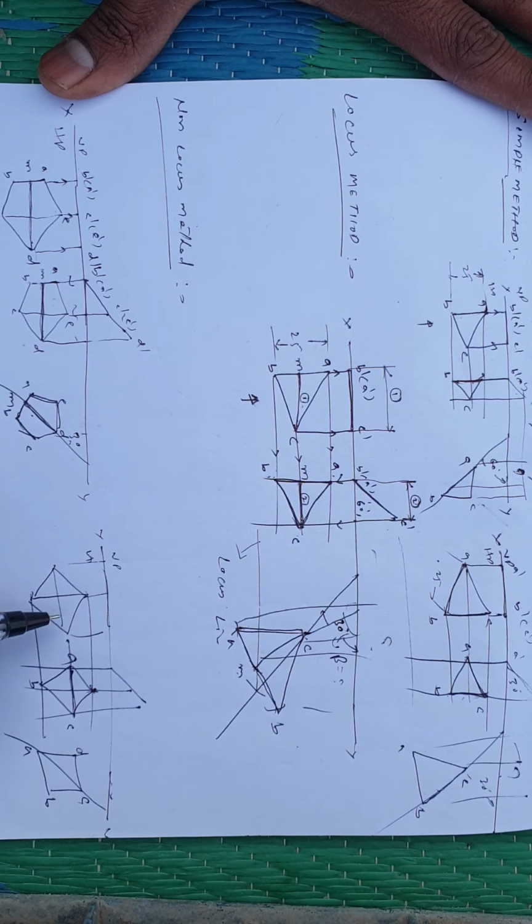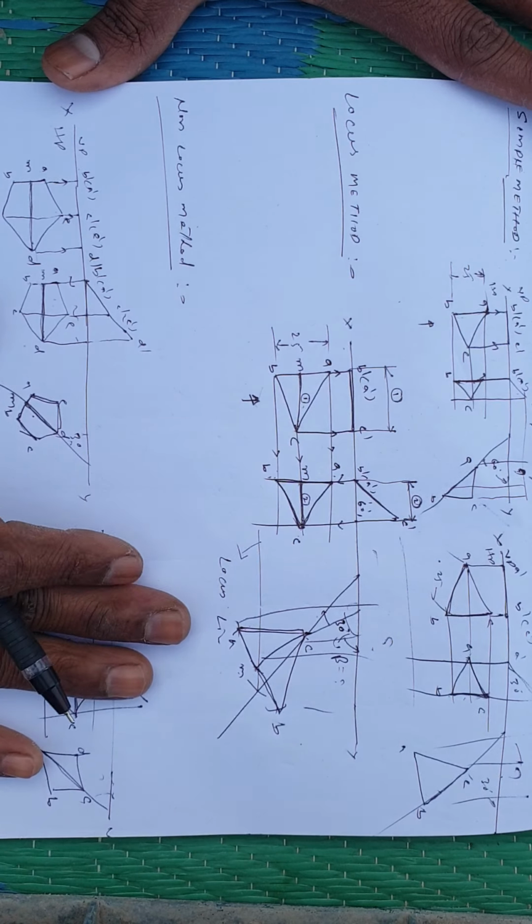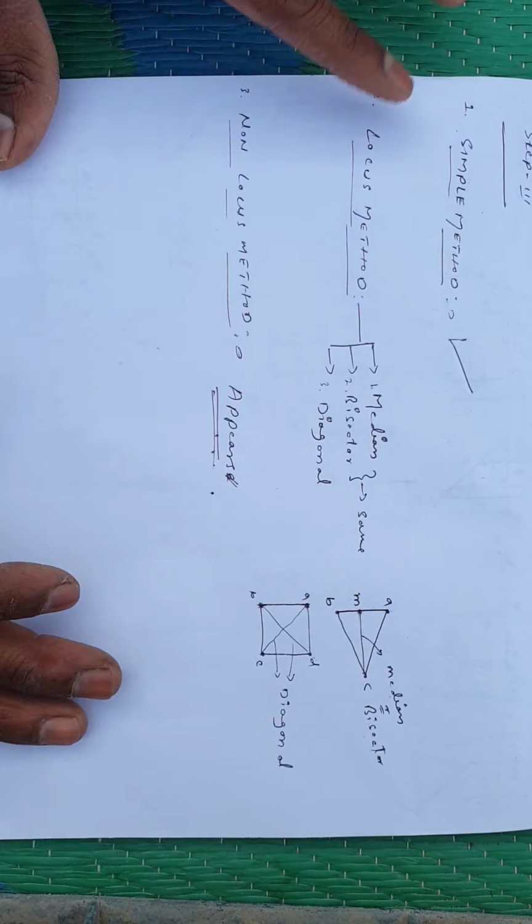For example, if the given problem is on a square, see again the word appear is given in the non-locus method. This diagonal AC appears, so this AC should exactly coincide with the given VP line. Like that we need to transfer. This is the concept for the third step.